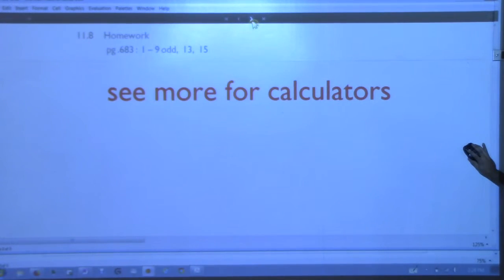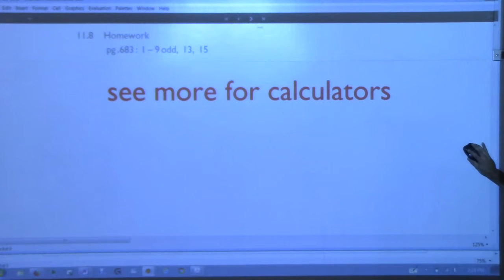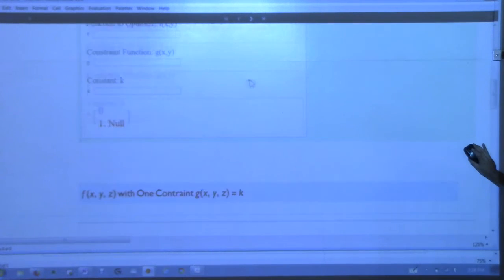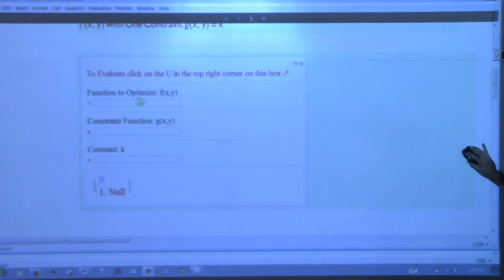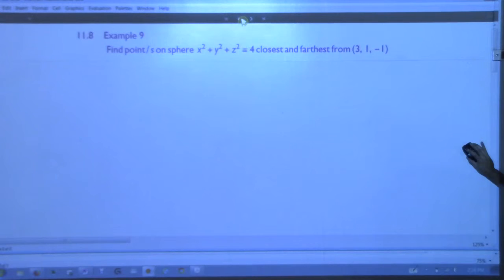And then I made some calculators. But that doesn't really matter if you don't have this program. If you had the program, I made these calculators where you can just plug in the different things and it'll calculate it all. All right, the test.